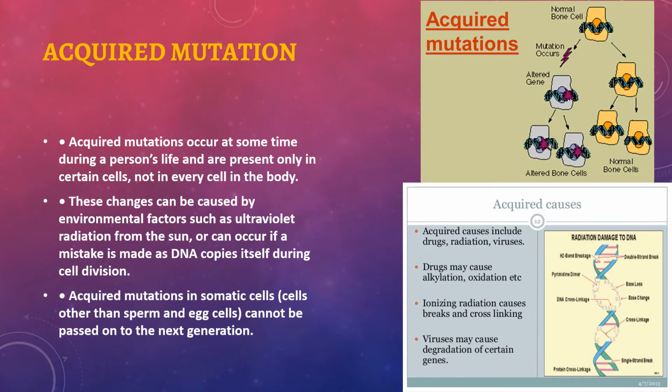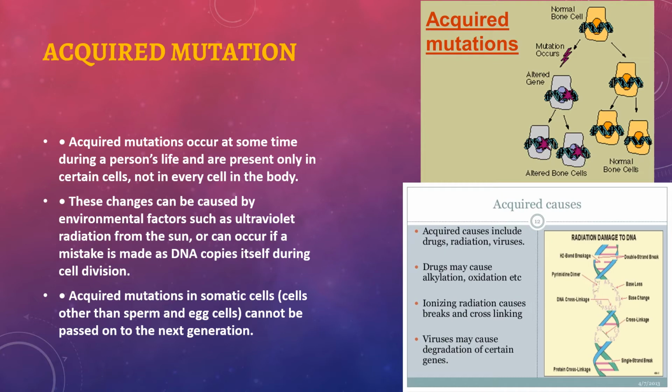Now coming to acquired mutation. Acquired mutations occur at some time during a person's life and are present only in certain cells, not in every cell in the body. These changes can be caused by environmental factors such as ultraviolet radiation from the sun, or can occur if a mistake is made as DNA copies itself during cell division.